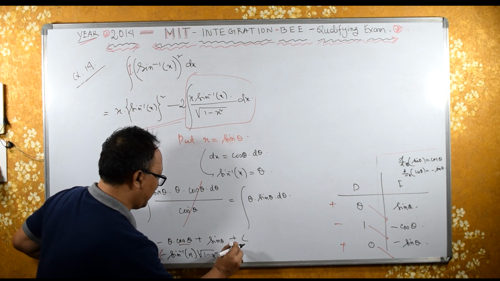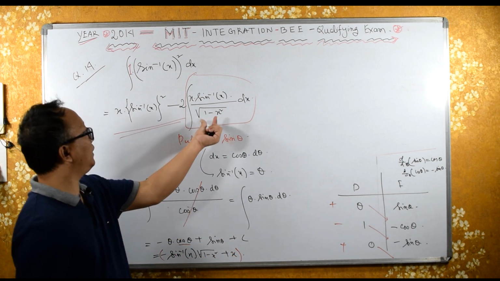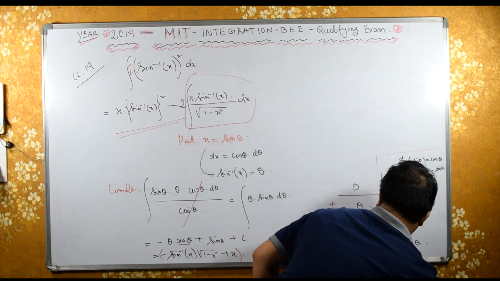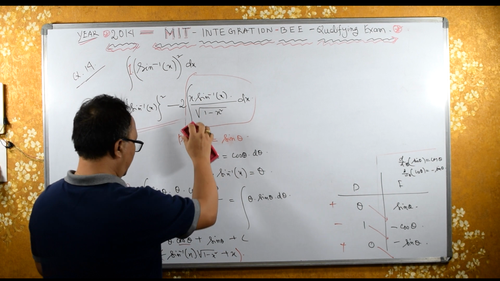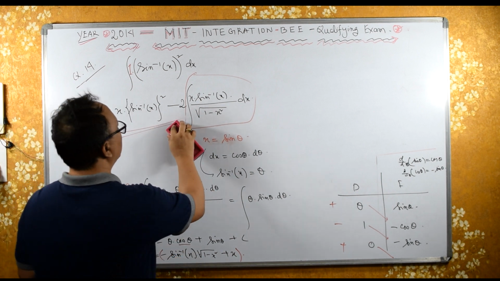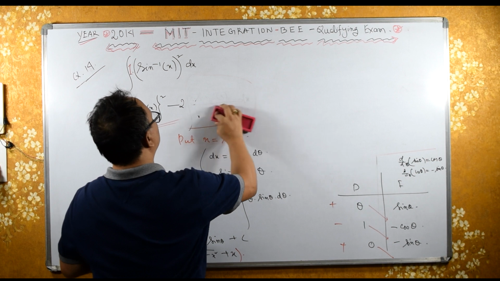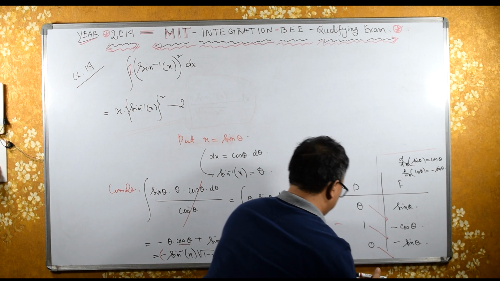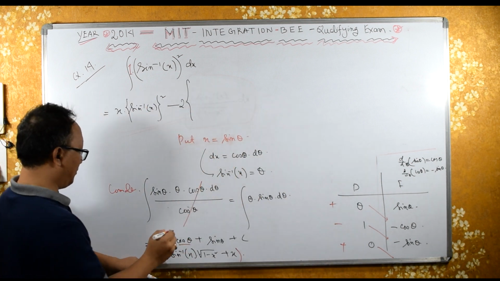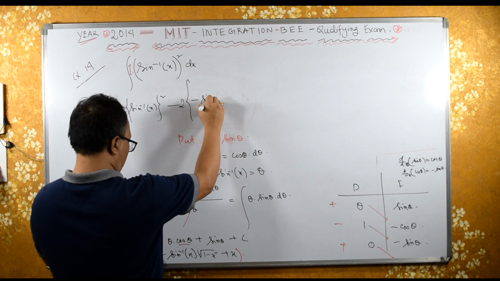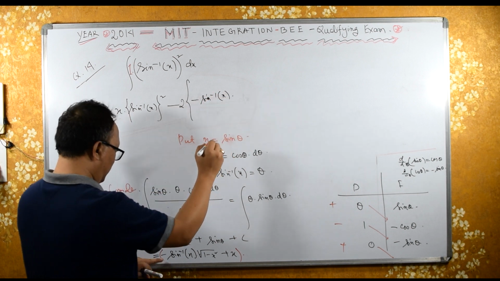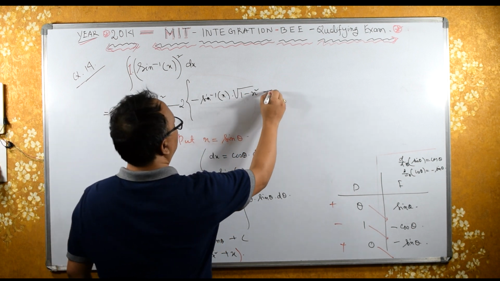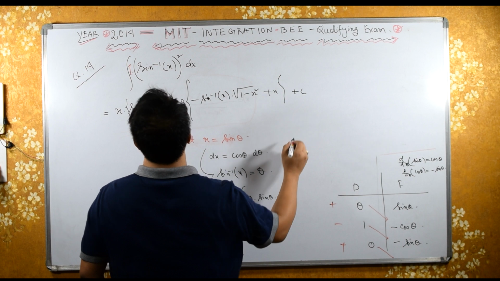So instead of this I can write this, so all are in terms of x. Here we have minus sine inverse x into the square root of 1 minus x square, plus x, plus c, is the required answer.